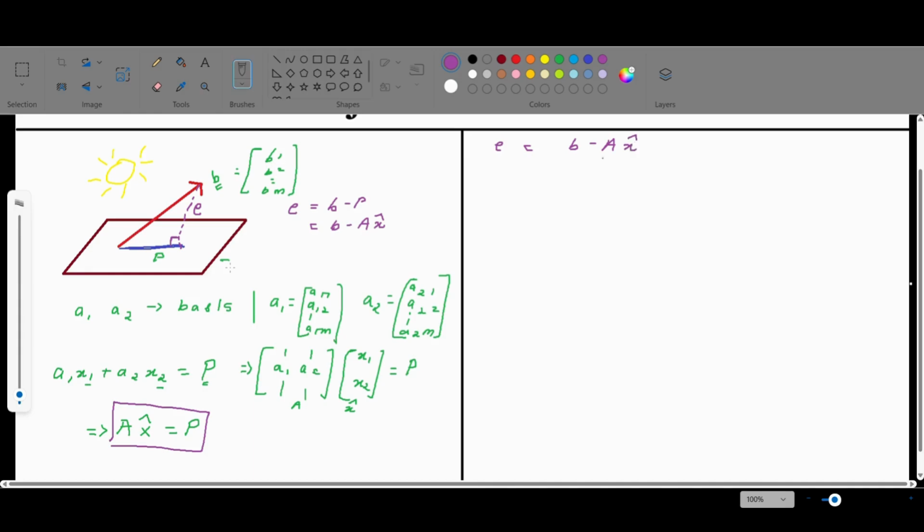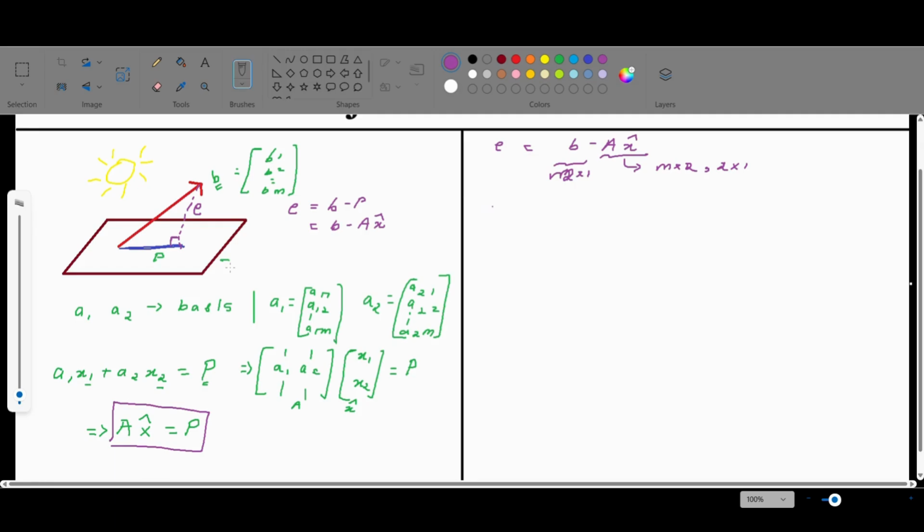Because B minus AX cap, if you have a look at it, AX cap would be an m cross 1 vector because A is m cross 2 and X is 2 cross 1, so you get m cross 1, and B itself is an m cross 1 vector. And therefore, these two terms can be subtracted. As a reminder, our main aim is to find X cap, which represents two scalars and therefore is a 2 cross 1 vector. And additionally, to find the values of two variables, we'll need two equations.